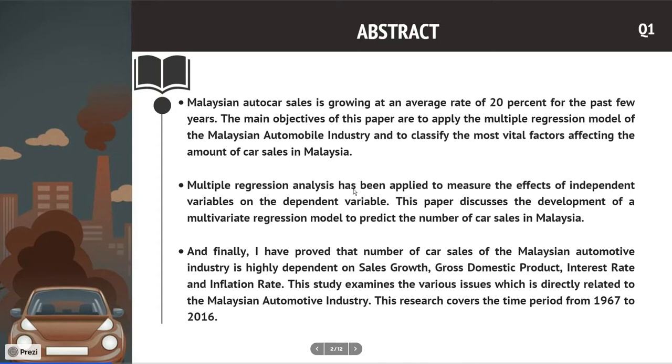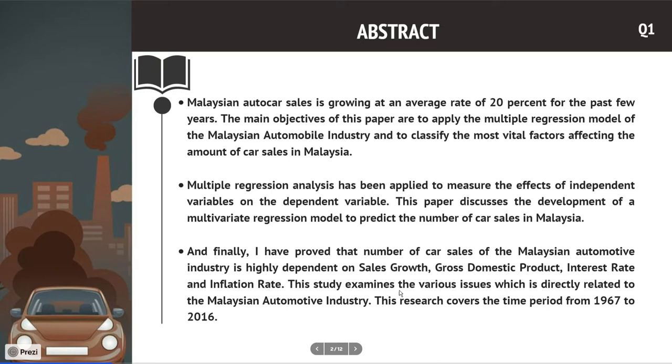Multiple regression analyses have been applied to measure the effects of independent variables on the dependent variable. This paper discusses the development of a multivariate regression model to predict the number of car sales in Malaysia. And finally, I have proved that the number of car sales of the Malaysian automotive industry is highly dependent on sales growth, gross domestic product, interest rate, and inflation rate.